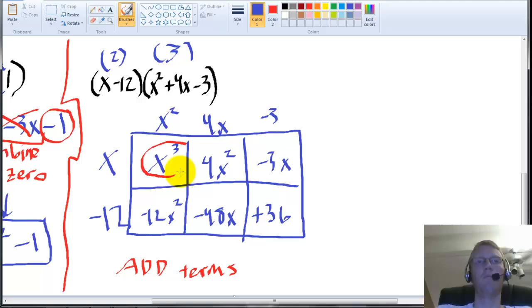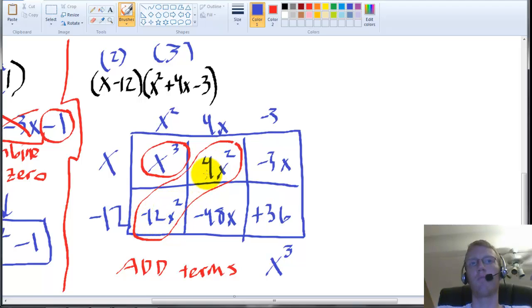Now, x cubed is the only thing in it that has x cubed. Out of these 6 pieces, it's the only one with x cubed. But the x squareds, I actually have 2 terms that have x squared. So these two I'm going to combine. Negative 12x squared plus 4x squared. Negative 12 plus 4 is negative 8. And negative 8 what? Negative 8 of this piece, x squared.